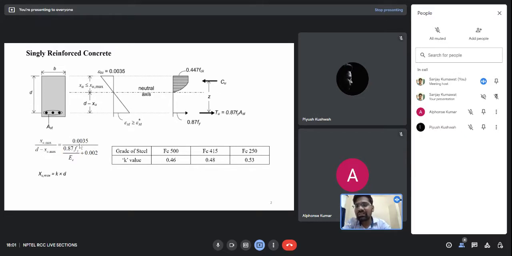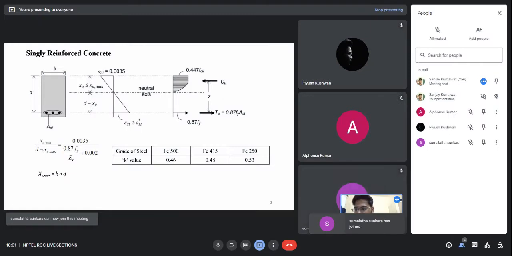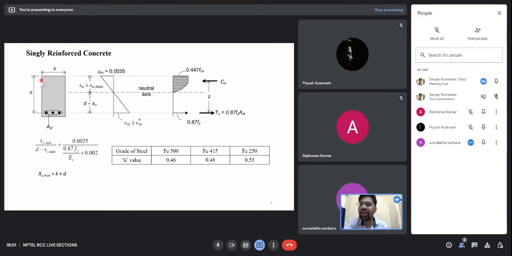So here you have a singly reinforced beam, as you can see here. This is a singly reinforced beam, a rectangular beam of dimensions B by D, and it is being reinforced with three bars in the tension side.